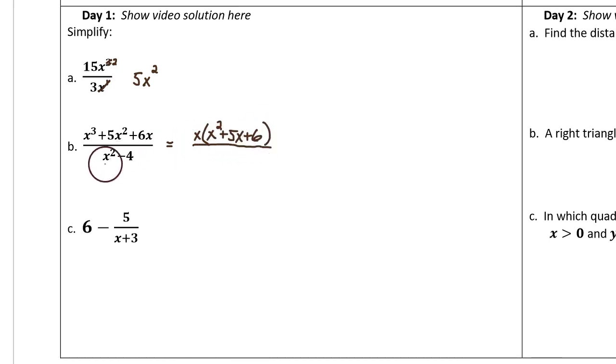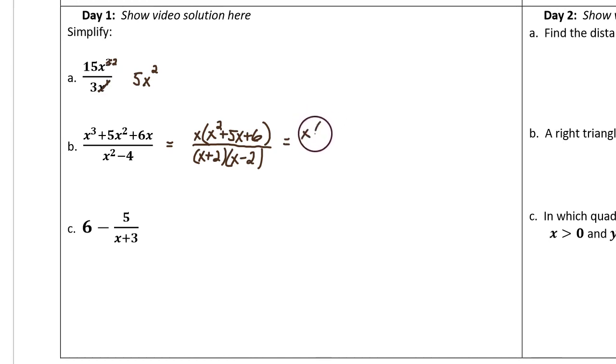In the denominator, we have a difference of squares. So that makes x plus 2 times x minus 2. Now right now we don't have any like factors in the top and in the bottom, but I noticed that this trinomial factors farther. So when you're doing division, it's important to completely factor the numerator and the denominator.